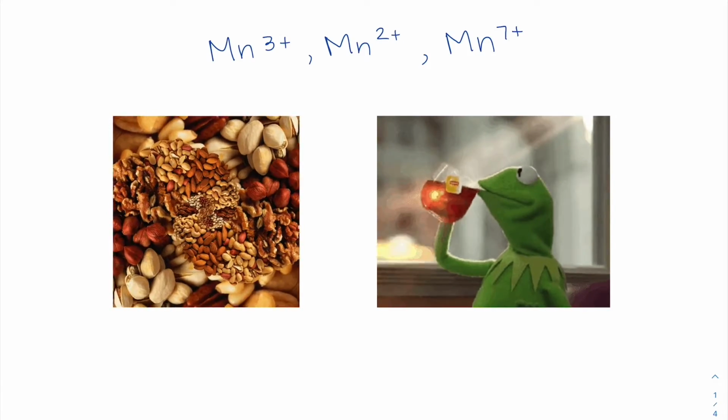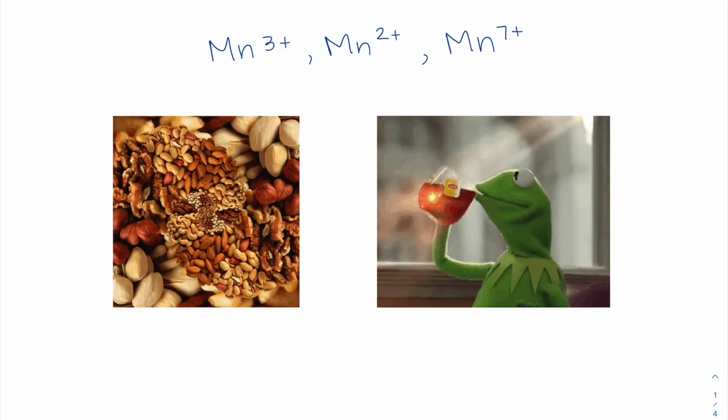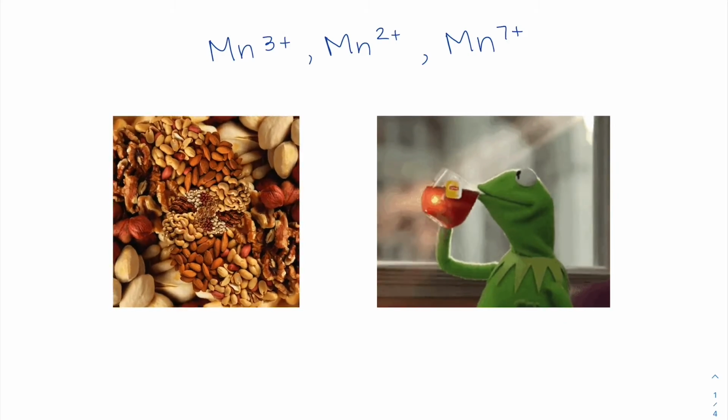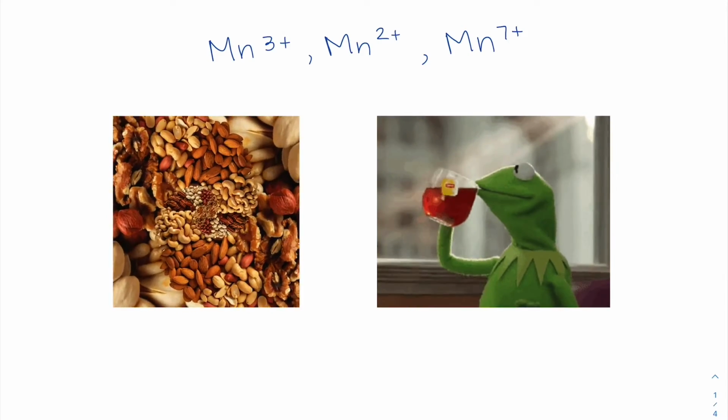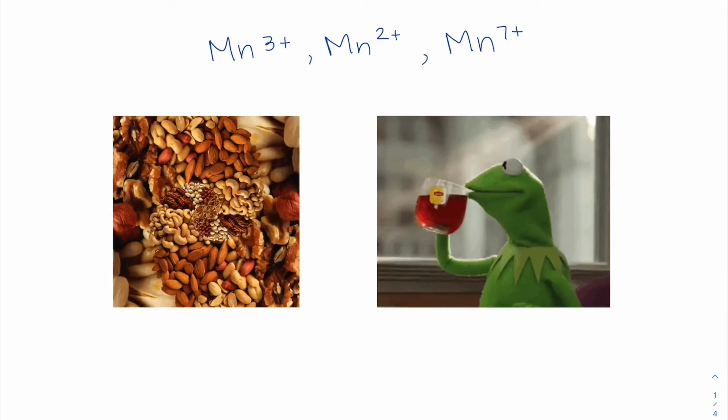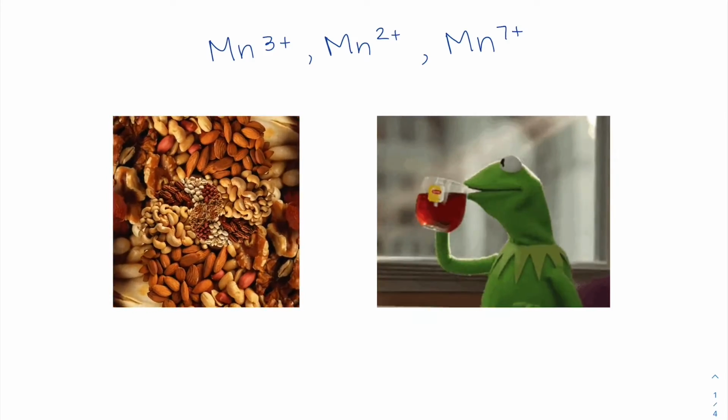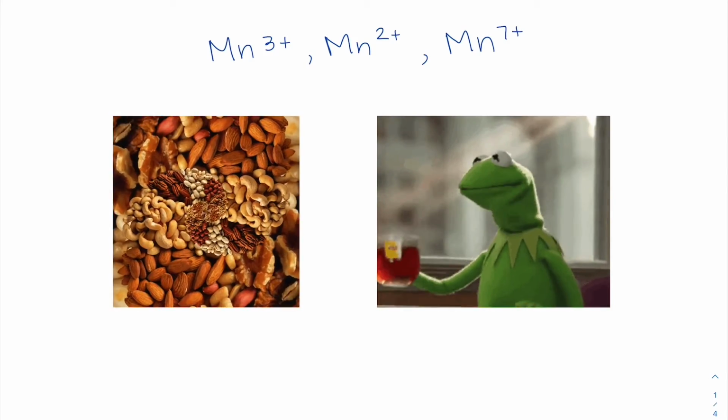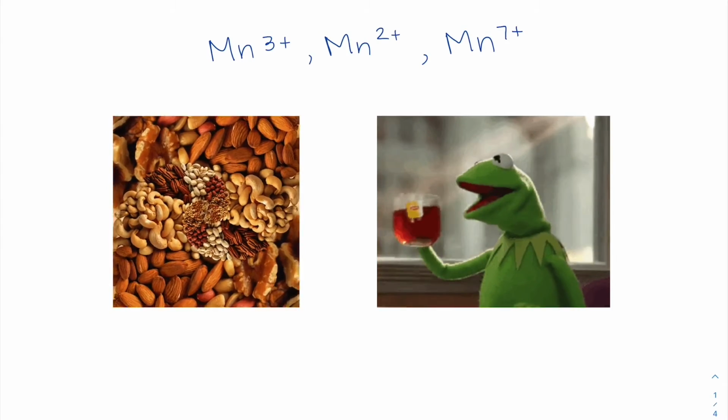So where can we find it? We can find it in nuts, seeds, unrefined cereals, tea, leafy vegetables, but there are low levels of manganese in meat, seafood, and dairy products.